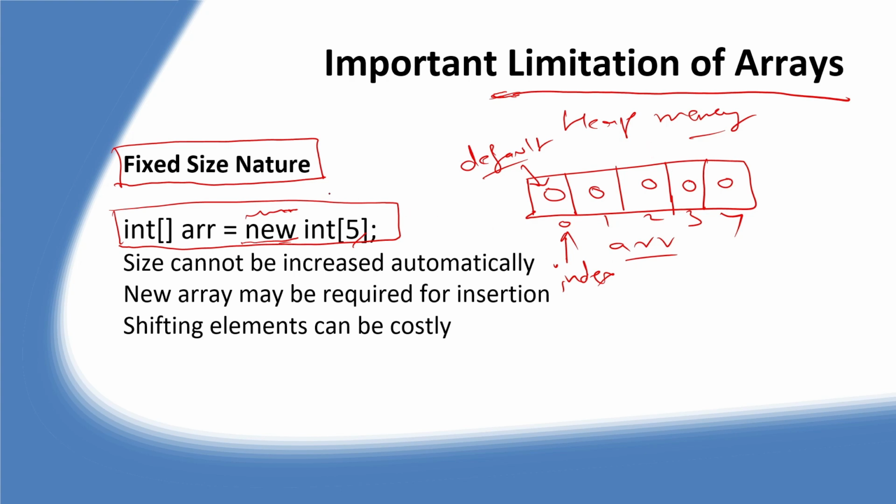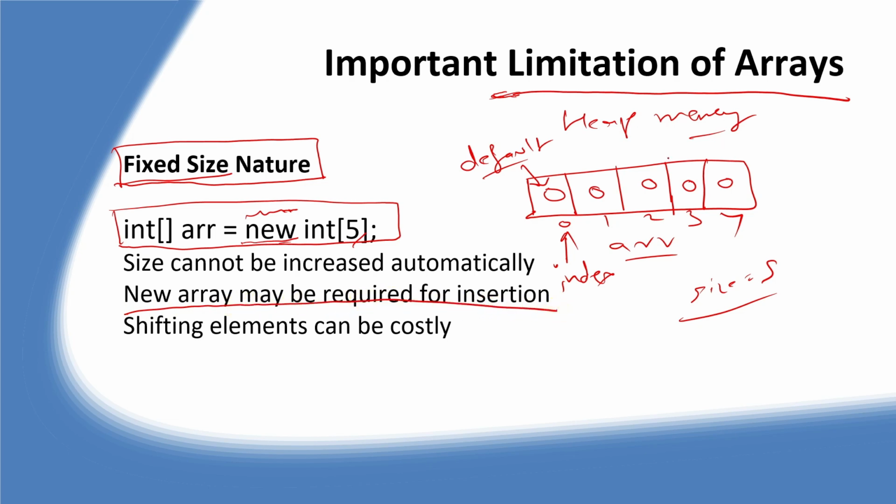So what we are studying here, fixed size. So array is created of size 5. What is the size? Size is 5. Now we cannot alter the size of an array. Size will be 5 until it destroys. So size cannot be increased automatically. New array may be required for insertion.